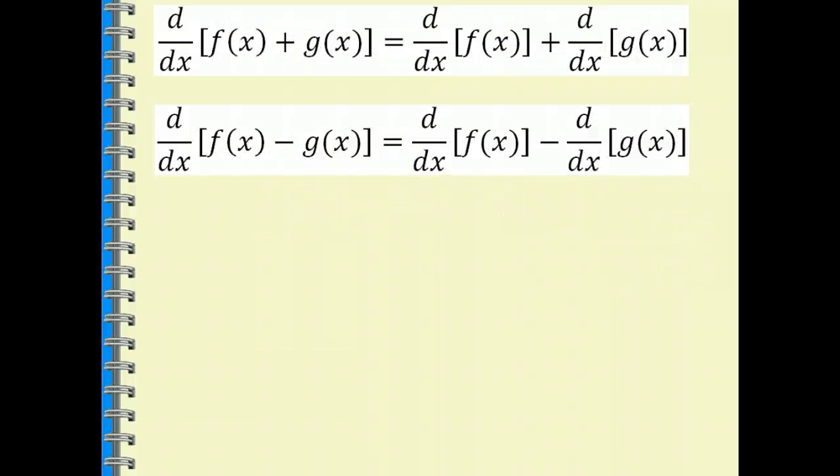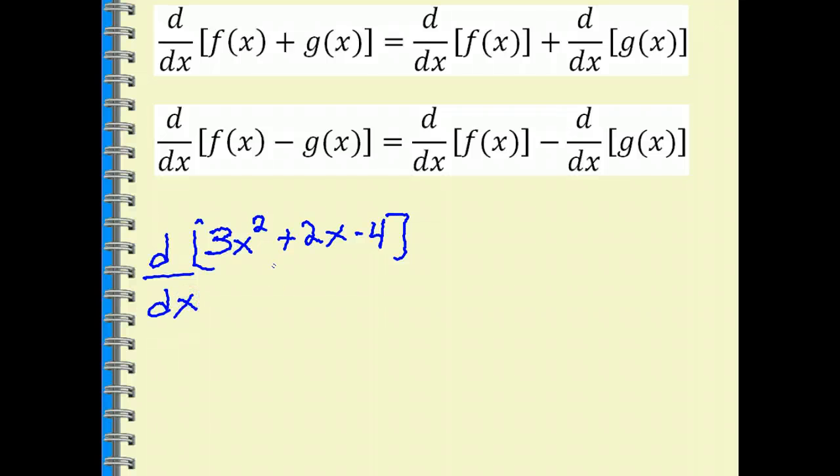Now, we also can look at the addition and the subtraction of functions. When we take the derivative of a sum or a difference, it's the same thing as taking the sum or difference of the derivatives of each individual function. So how that works for us, say we have a function 3x squared plus 2x minus 4, and we want to take the derivative of this with respect to x. It's the same thing as taking the derivative of just 3x squared, and taking the derivative of 2x, and taking the derivative of negative 4, and adding all those together.